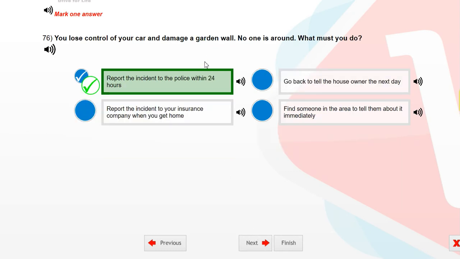You lose control of your car and damage a garden wall. No one is around. What must you do? فقدت السيطرة على السيارة وتضرر حائط بستان وليس هناك أحد في الجوار، ماذا عليك أن تفعل؟ حدد إجابة واحدة. Report the incident to the police within 24 hours. إبلاغ الشرطة بالحادث خلال 24 ساعة.